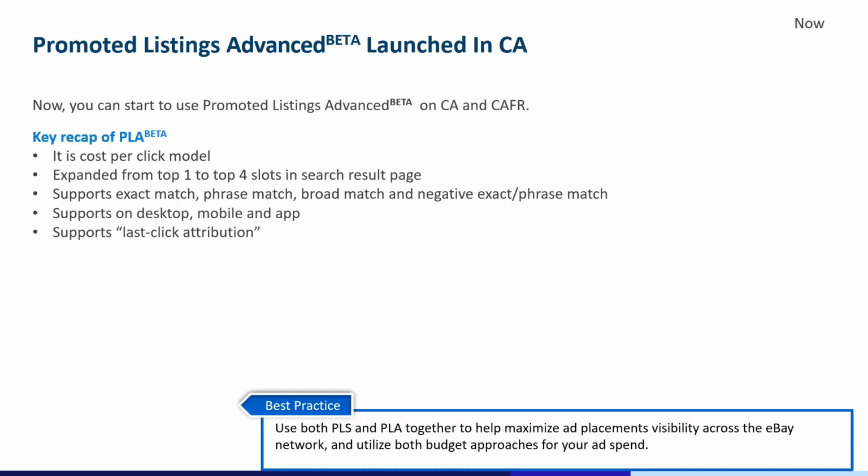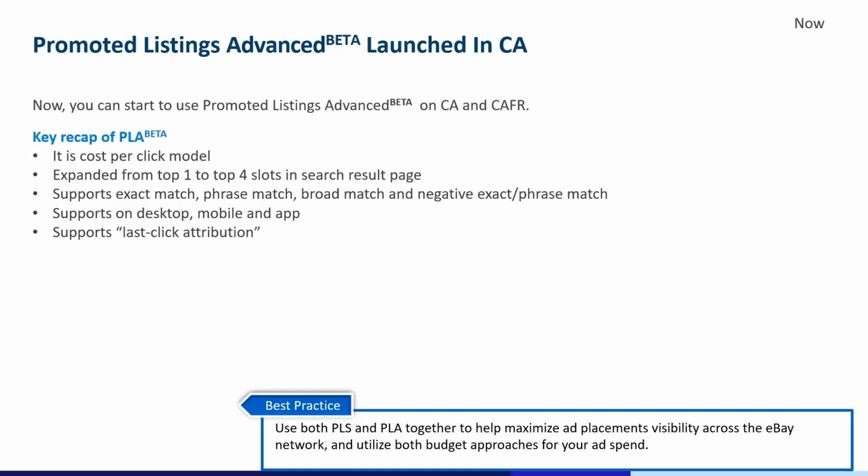PLA supports exact match, phrase match, and also broad match and negative exact phrase match. And it's now very accessible for you as you can set up via desktop, mobile web, and also mobile app. Our recommendation to you is to use both promoted listing standard and also promoted listing advanced together to help maximize ad placement visibility across our eBay network and utilize both budget approaches for your ad spend.